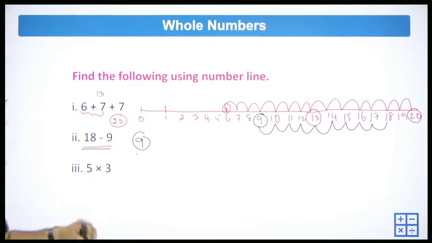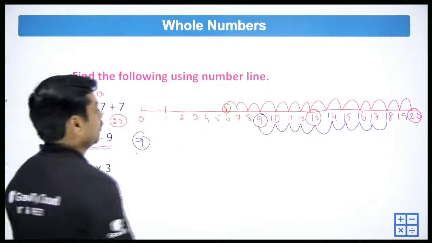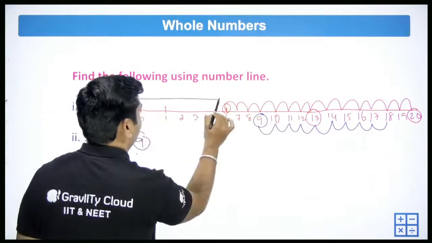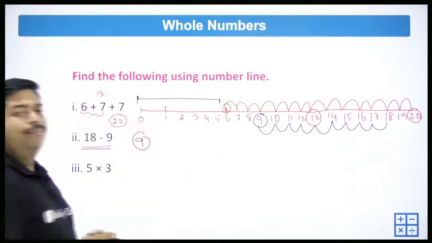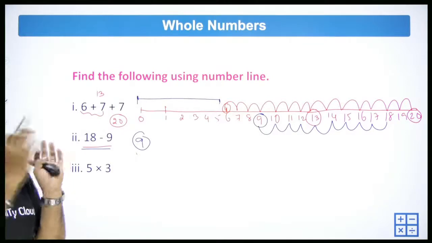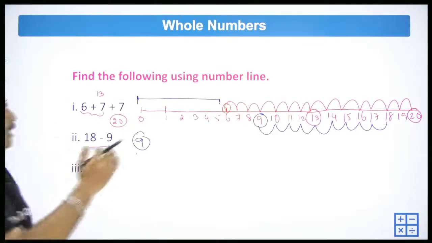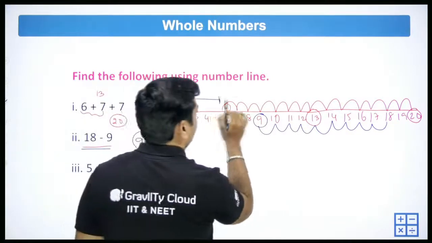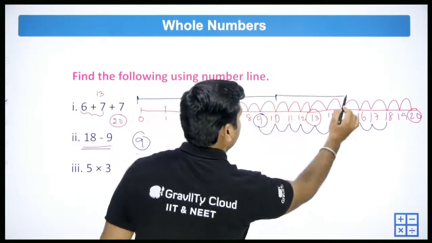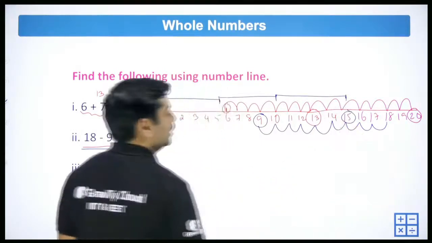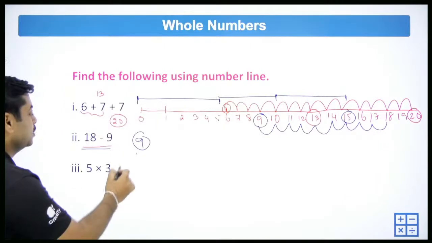Next one, 5 into 3. So take a unit of 5 distance. This is the 1, 5, right? And you need to repeat the same thing 3 times. You need the same 5 units length 3 times. So 0 to 5 is the first one, 5 to 10 is the second one, and 10 to 15 is the third one. So you'll be landing at 15.